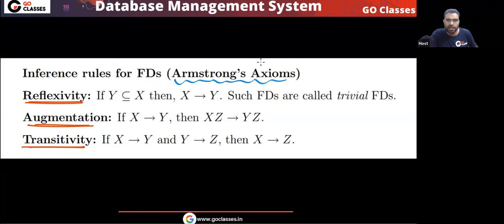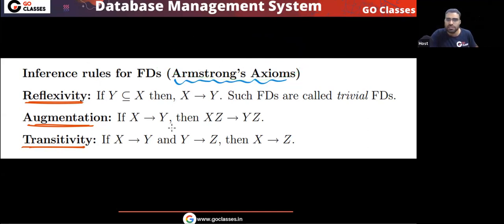Now, why are these called Armstrong axioms? What is the meaning of axiom? Can anyone tell me? Like in the probability subject, you study axioms. Axiom means these are the basis. These are the basis for all the results related to functional dependency. So remember, these are called Armstrong axioms.